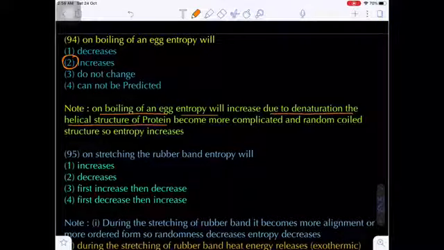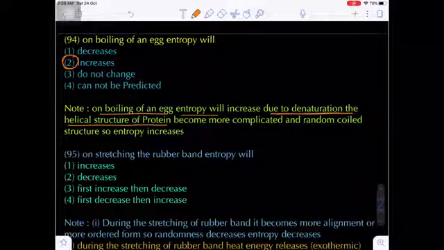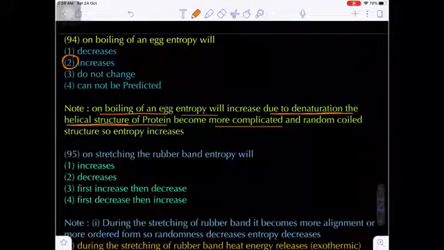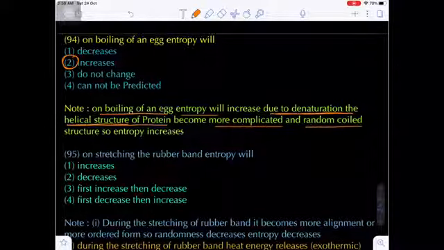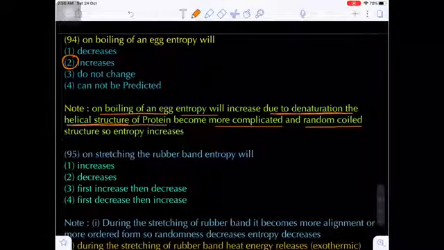So protein, the yellow region of an egg, has a three-dimensional structure. While heating, the three-dimensional structure will collapse. This is denaturation of a protein, and the helical structure will collapse, and it becomes a random coiled structure. That means random coiled structure means the disorderness increases.